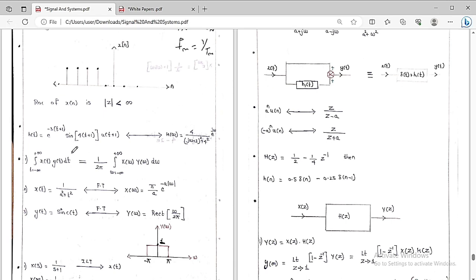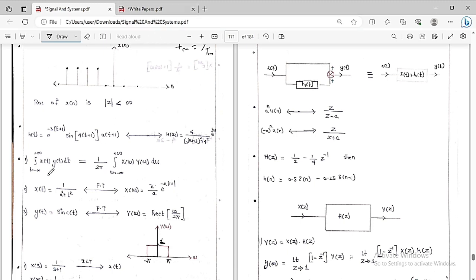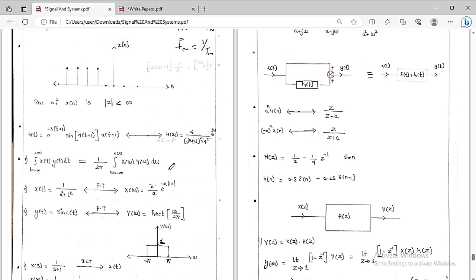Now the next thing is the integration from t equal to minus infinity to plus infinity of x of t into y of t dt. How can we write this? It is equal to 1 by 2 pi times the integration from omega equal to minus infinity to plus infinity of X of omega into Y of omega d omega. What is the meaning of this? Let me simplify. So x of t into y of t dt integrated is nothing but 1 by 2 pi times the integration over omega of X of omega into Y of omega d omega. This is the thing that you have to keep in your mind.